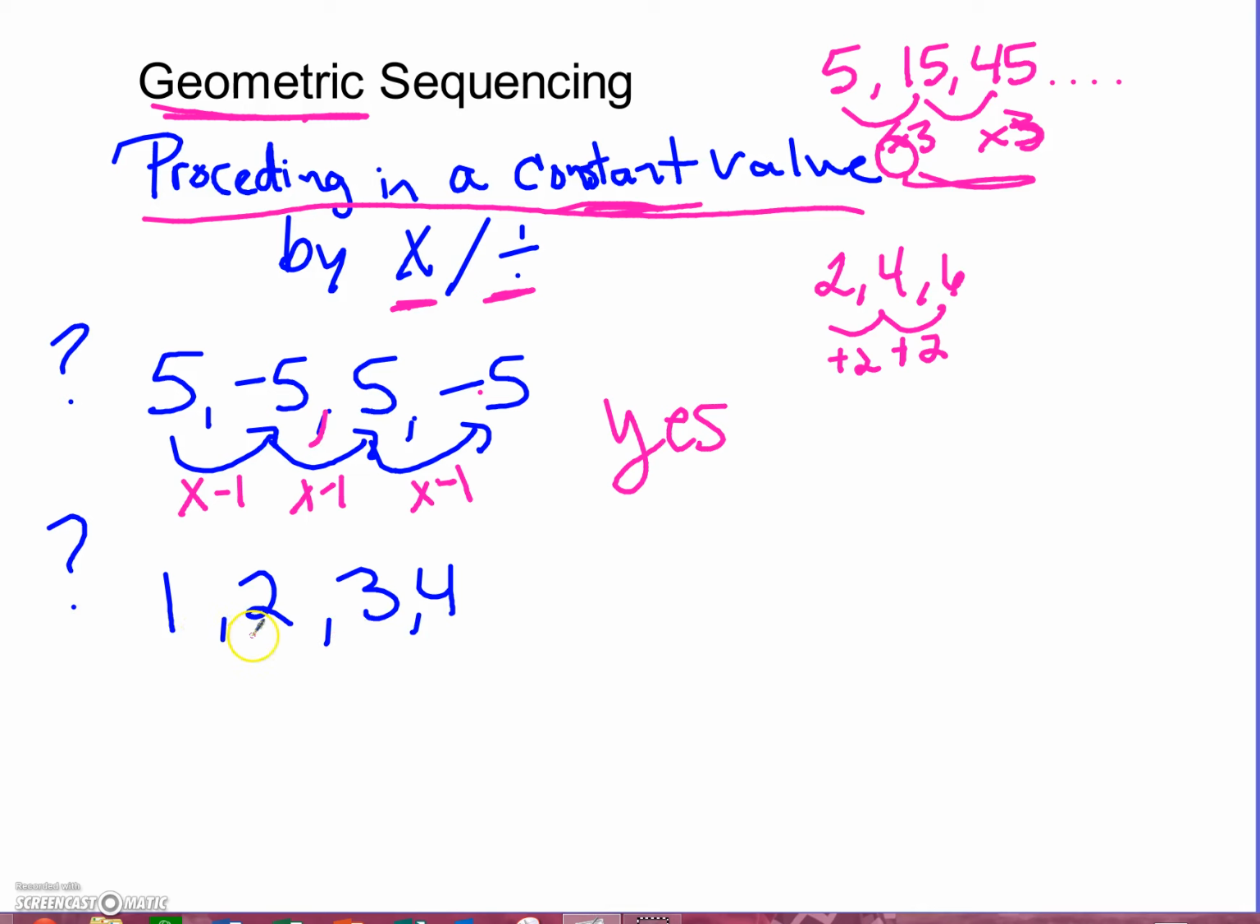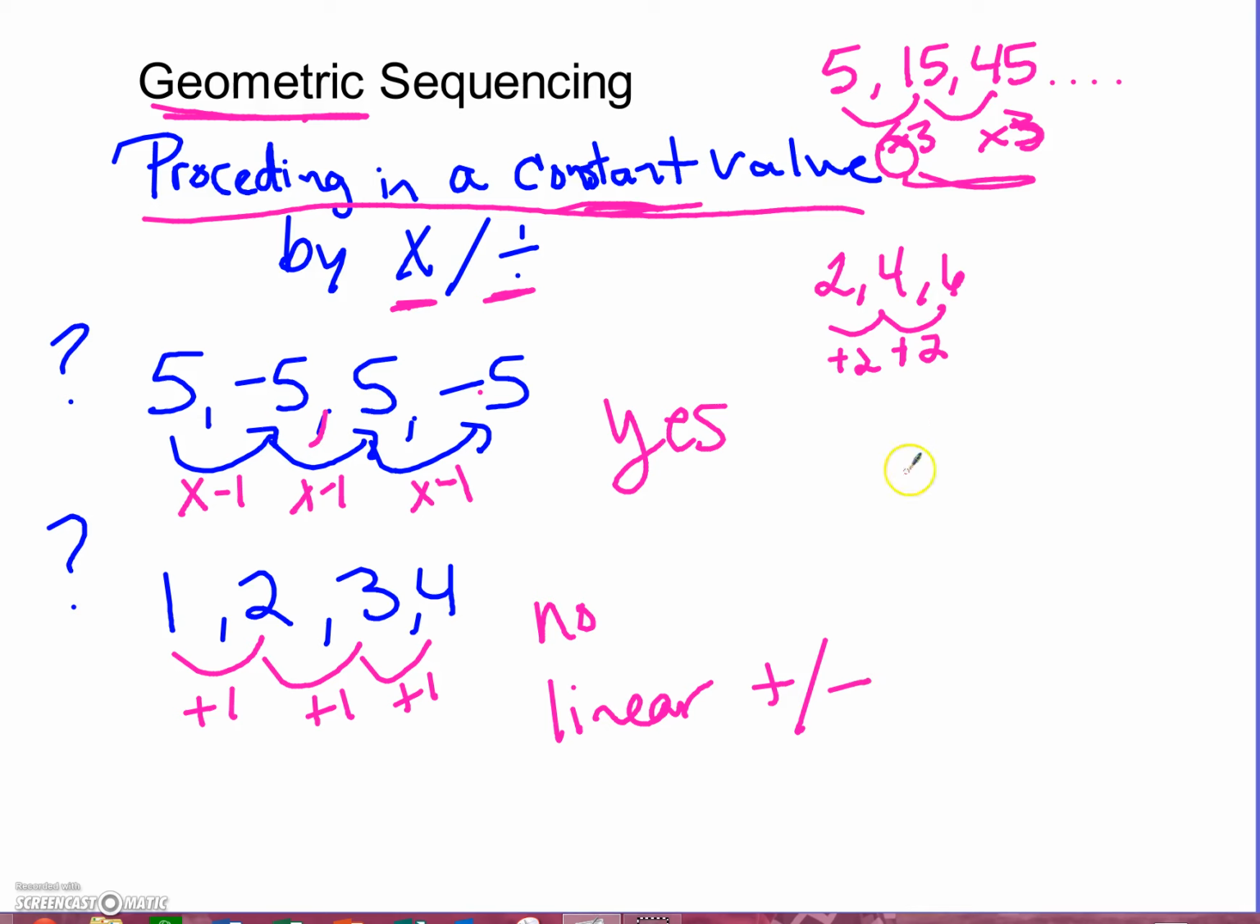Then I have the sequence 1, 2, 3, 4. Can I multiply to get to 2? Can I multiply to get to 3? I end up adding 1 each time. So is this geometric? No, but it is linear. So don't get those two confused. Linear would go up by addition or subtraction. Geometric goes up by multiplying or dividing.